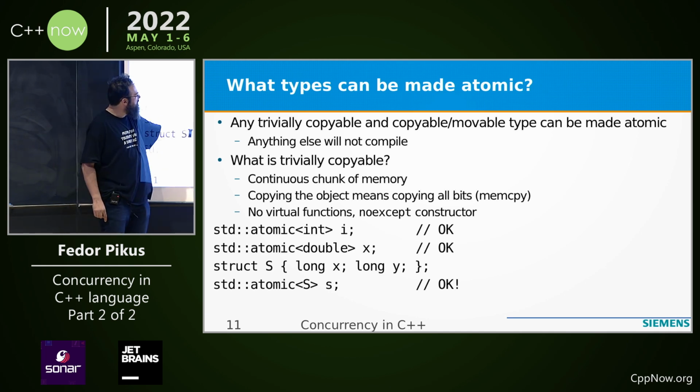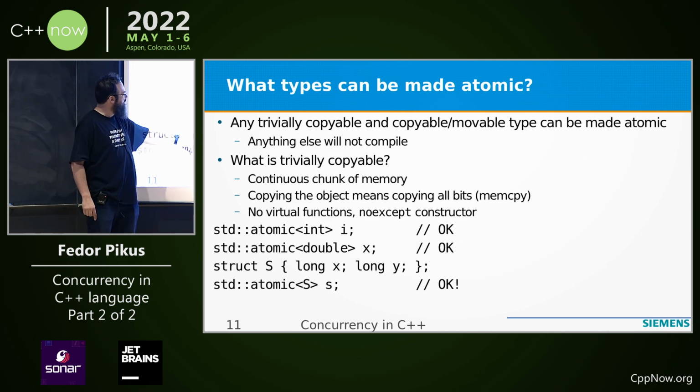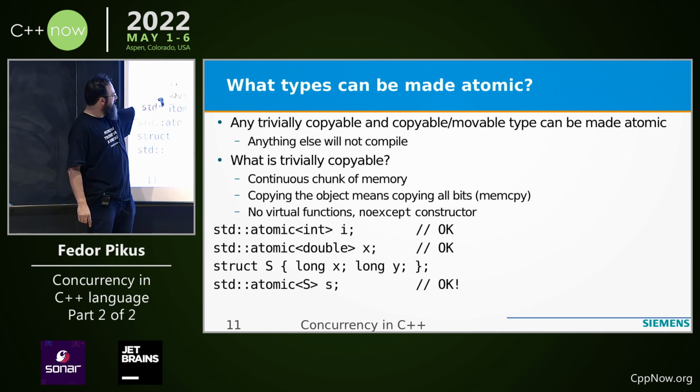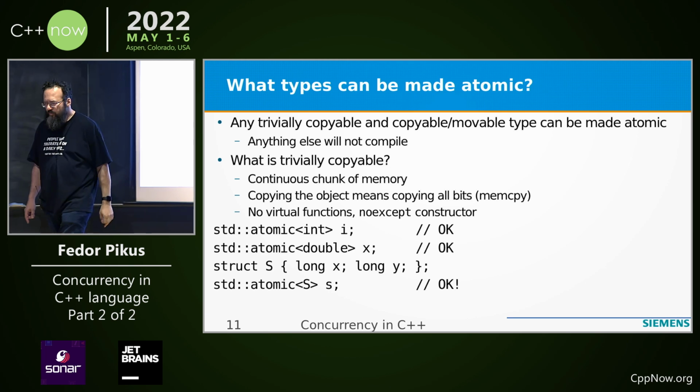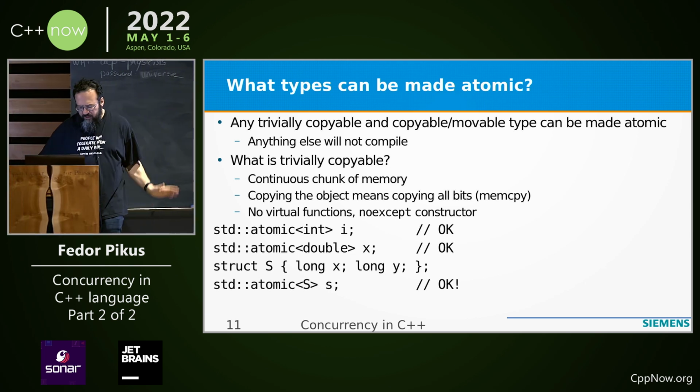It has to be noexcept constructor, so it has to be trivially copyable, basically. We'll see why in a moment. Which means you can copy the bits by memcpy. This is trivially copyable, compiles just fine. Okay, it compiles. What does it do?